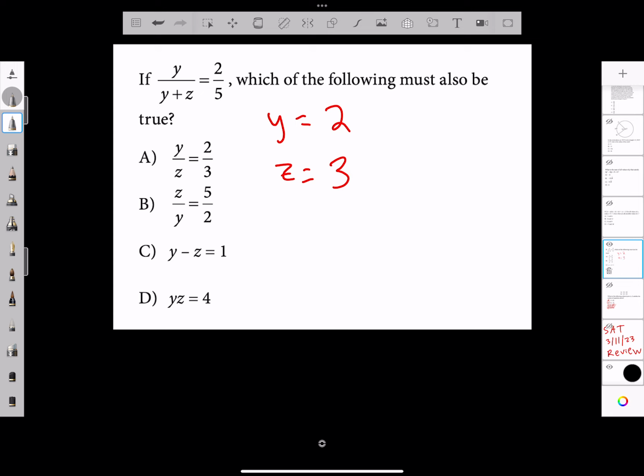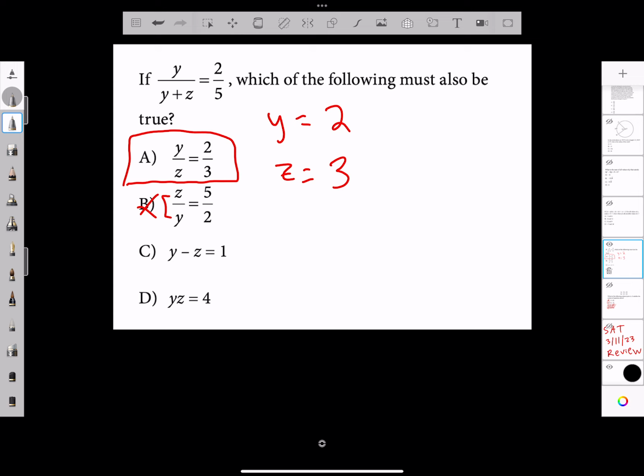And then which of the following must also be true if y is 2 and z is 3? Well, does y over z equal 2/3? And the answer is absolutely yes. But with this strategy, as opposed to the previous one, you do need to try all the other answer choices. So you need to make sure you're at least eliminating the other ones. Z over y is 3 over 2, not 5 over 2, so B is out.